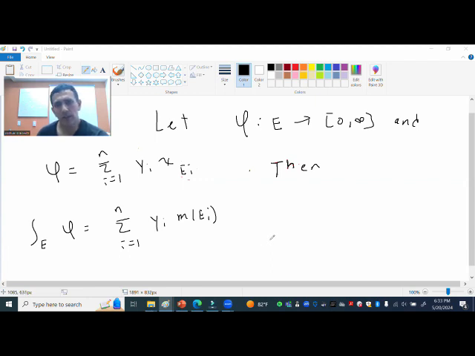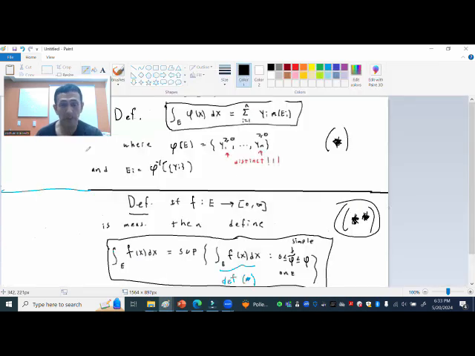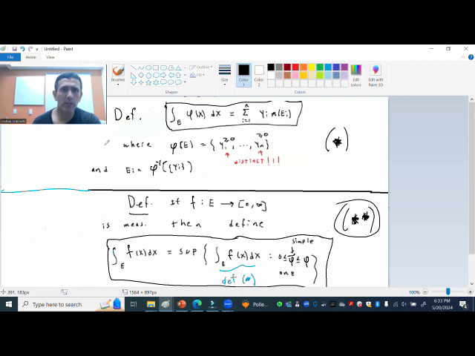We'll go back to this later when we prove that integration is linear for general non-negative measurable functions, not just simple functions. Okay, anyway, so first, after that, let's get something out of the way. So for a simple function, we have seemingly two different definitions. So what do I mean by that?